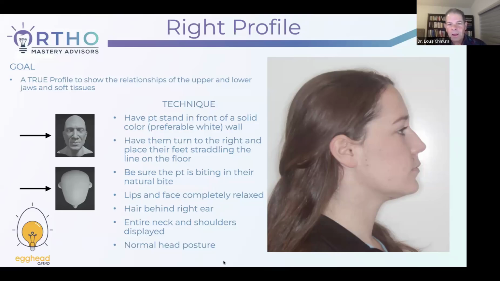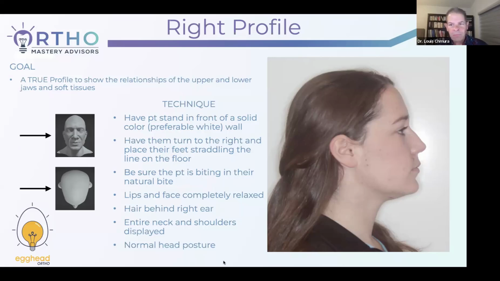In front of a solid wall, obviously, turn to the right. We had them straddle the line so that it was the right distance, the line on the floor that I was talking about. Make sure they're biting in their natural bite. Patients have a tendency to shift their jaw forward a little bit. Make sure that their hair is not blocking their ear. One of the landmarks is the internal auditory meatus, but you can see it from here, and you want to see it on your photos. That's a really important one for facial balance.